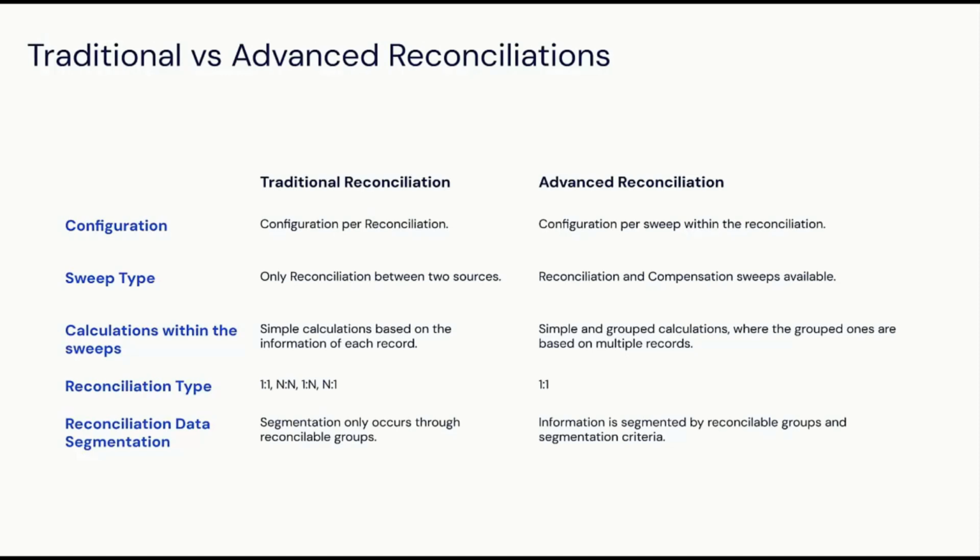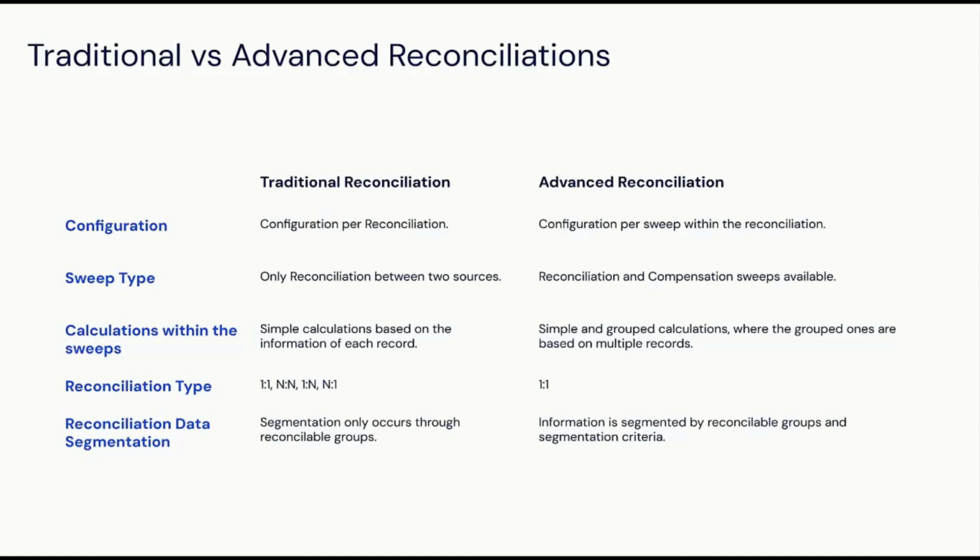So let's compare the standard flow, the reconciliations you already know, with the new reconciliation flow. It's like having all the sweeps on a single screen at once. Sweep 1 with its own rules, sweep 2 with its rules. In the new configuration flow, we go sweep by sweep. Why? Because we have different types of sweeps.